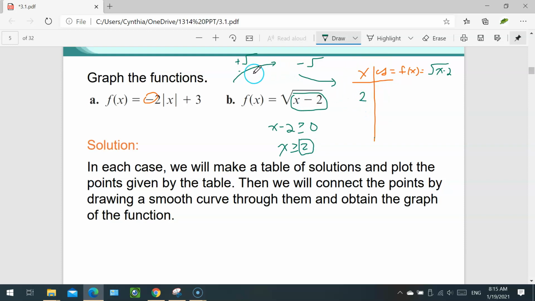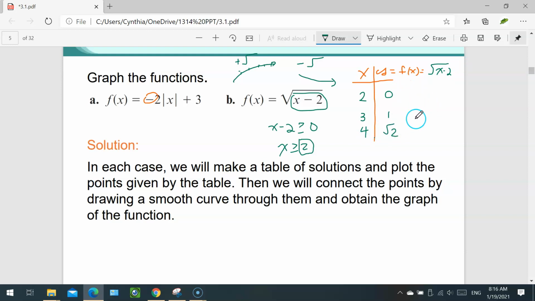And then you can pick the number bigger than 2 toward the right-hand side. So I'm going to pick 3, 4. 3 numbers should be sufficient to sketch the graph. So now we substitute x equals 2 back into the function, you'll get y is equal to 0. Substitute the 3 back into the function, you will get a 1. Substitute 4 back into the function, you will get a root 2.